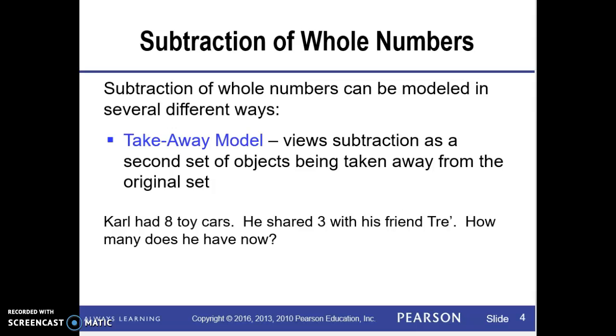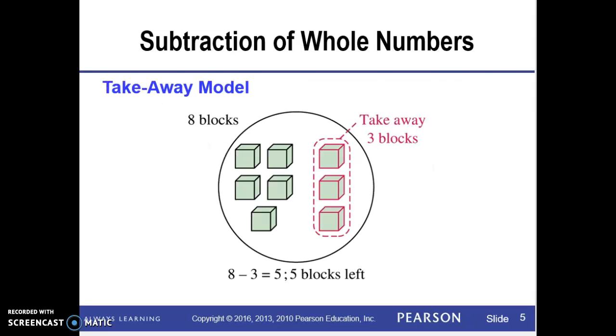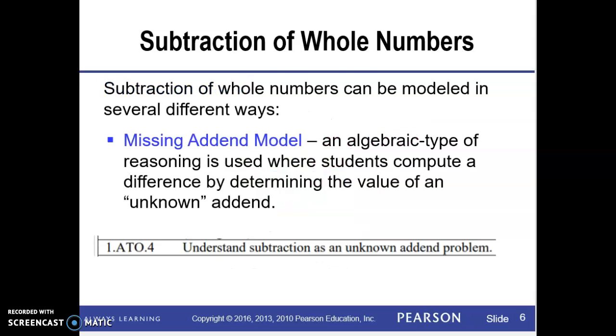So in this case, we have a total amount. Our friend Carl has 8 toy cars, and he shares some with his friend Trey. Those 3 cars that he shared are taken away from his original amount. That's why this is called the takeaway model. And then the question is, how many toy cars does he have now? Well, we might choose to model that with our linking cubes. And so a student would put out 8 total linking cubes to represent the cars that Carl had to start with. And then he would take away the 3 that he shared with Trey and count what was left and come up with an answer of 5.